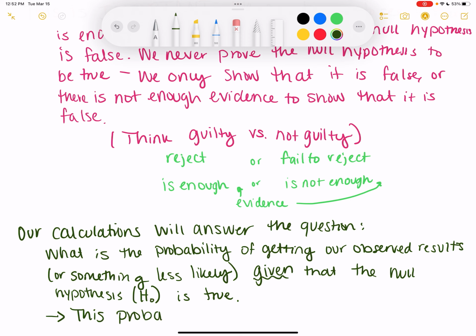This probability is called the p-value. I'll pause there for a bit.